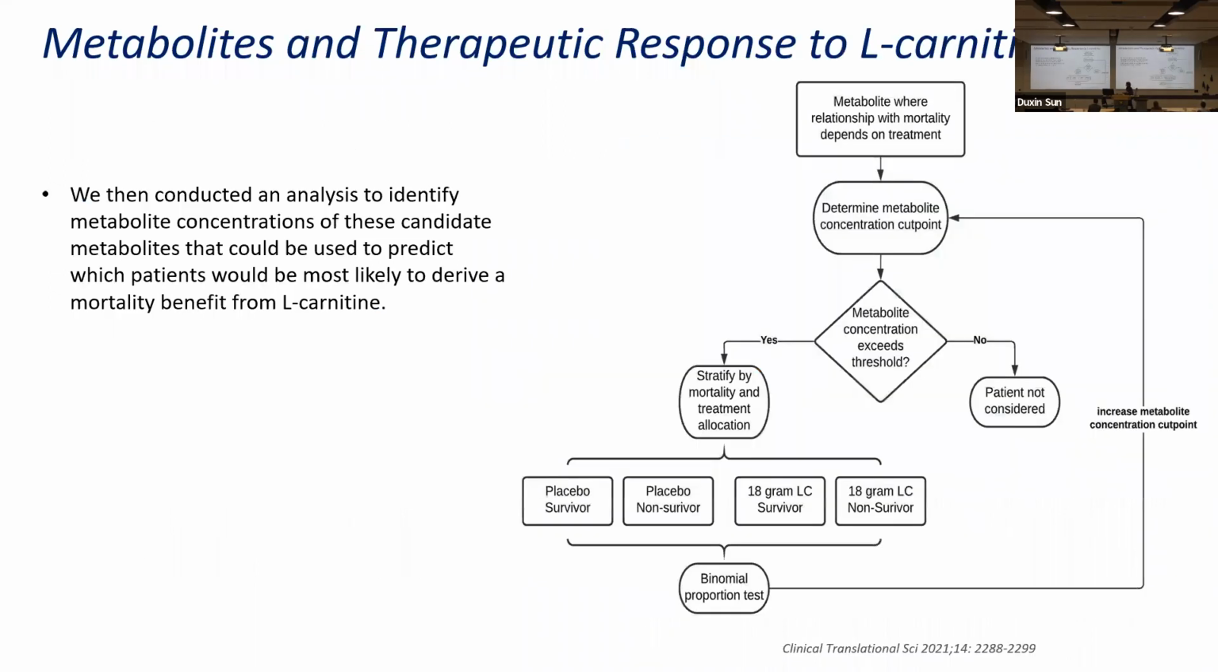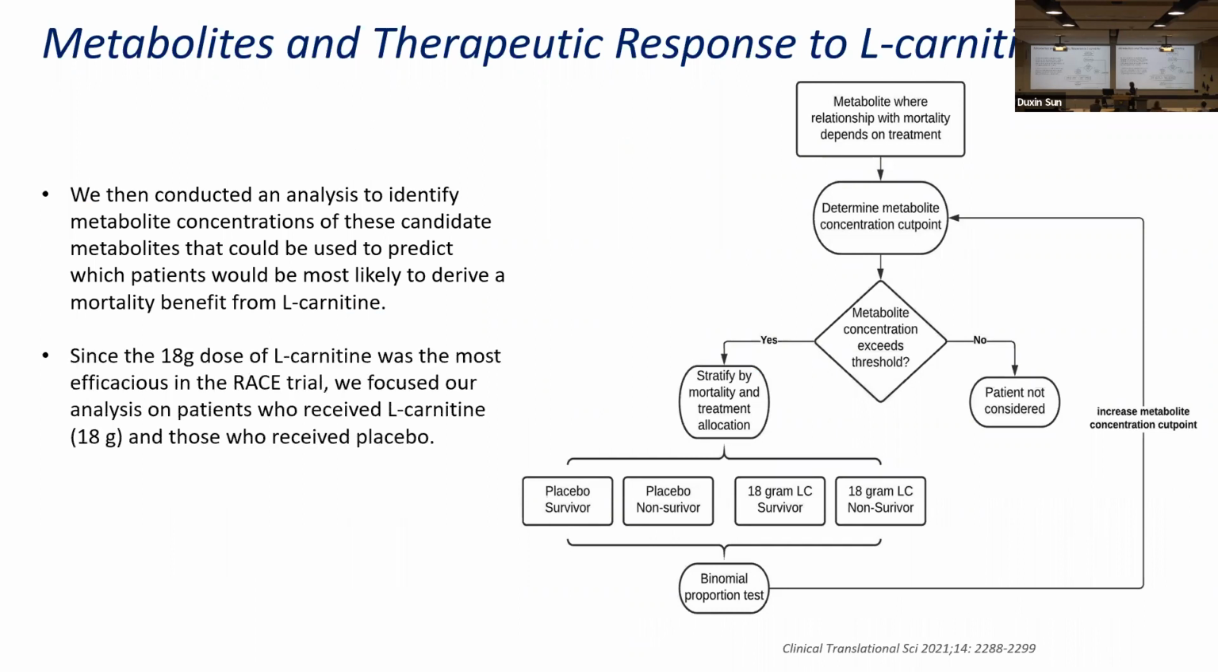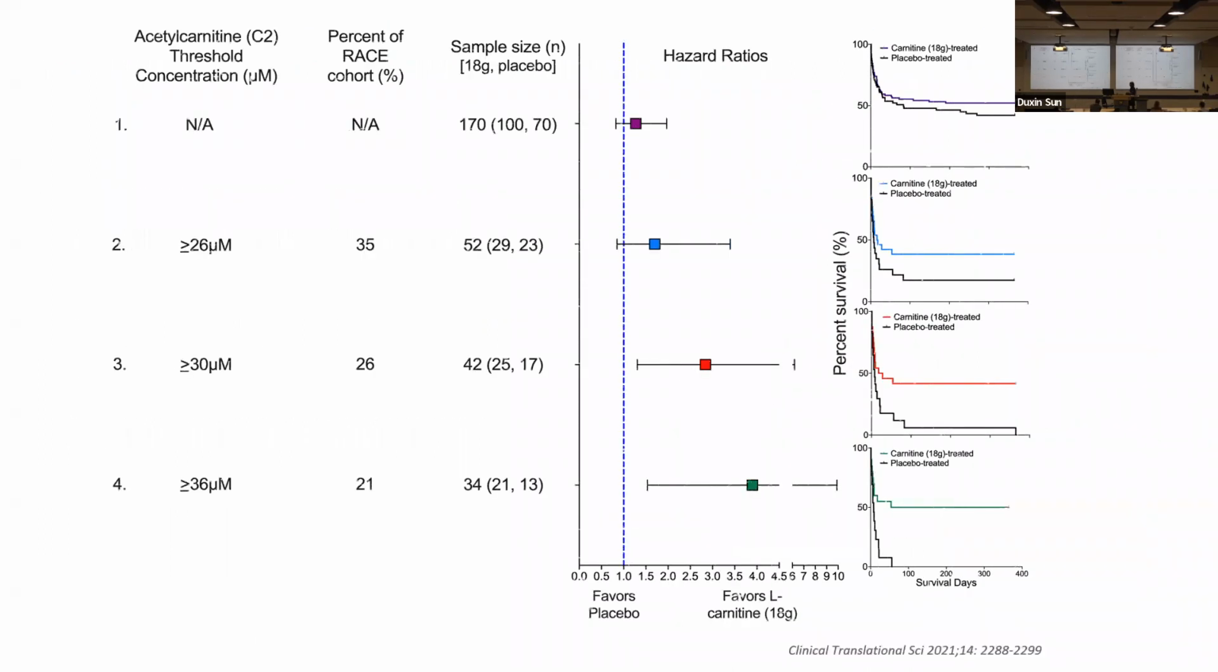We then followed this by constructing an analysis to identify, of the most significant metabolites, which threshold concentration, was there a specific concentration of metabolite that might be driving the separation and the benefit from L-carnitine. So again, we focused on the 18-gram dose of the survivors and non-survivors, and constructed a series of Z-score analyses and set cut points based on, for this case, acetylcarnitine concentration.